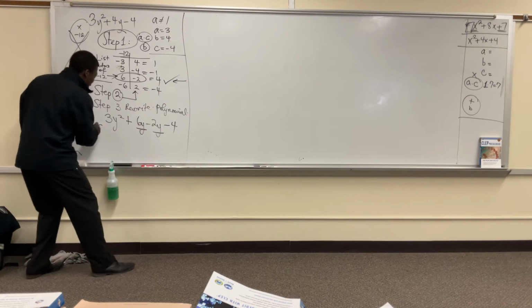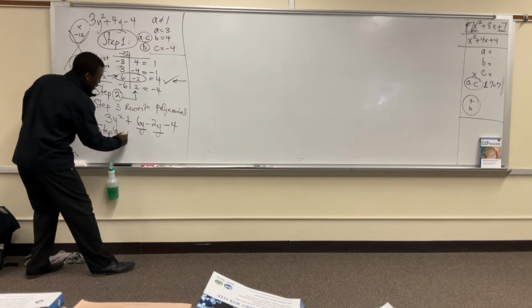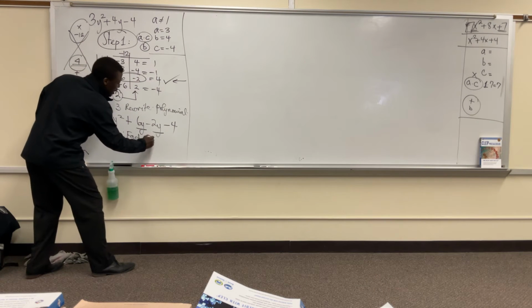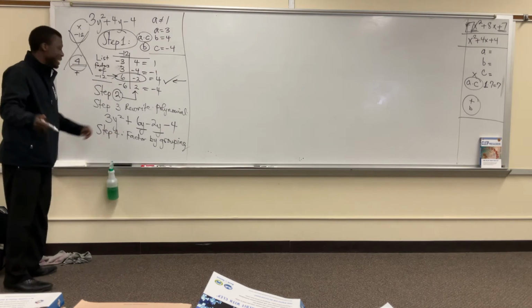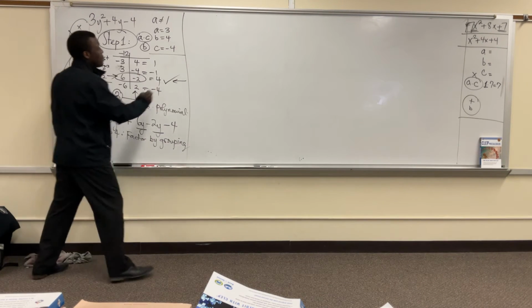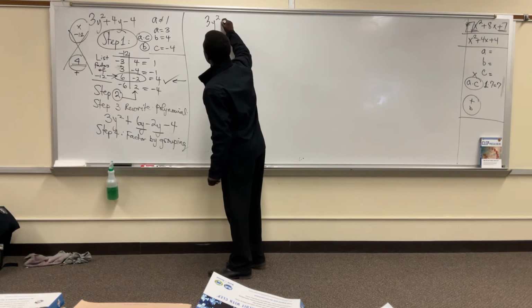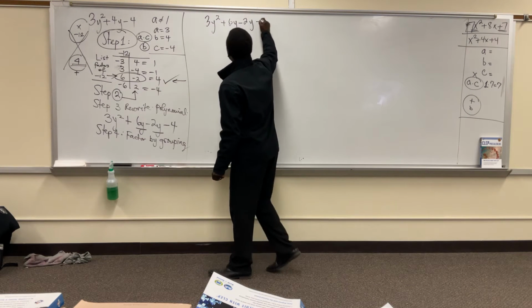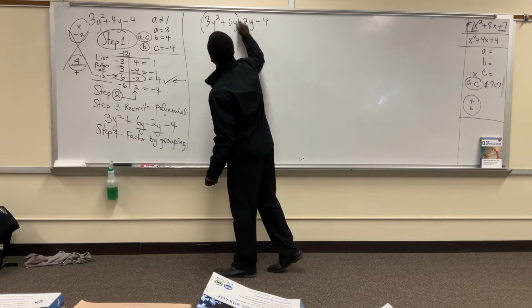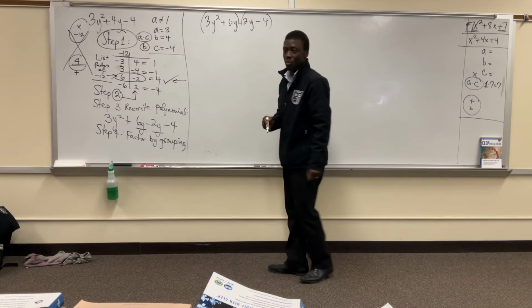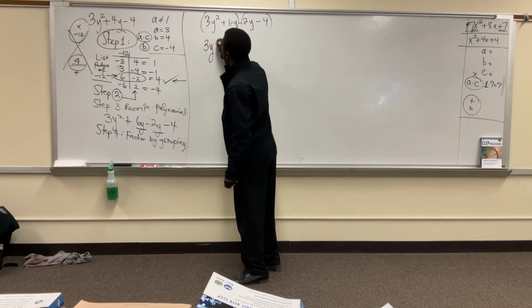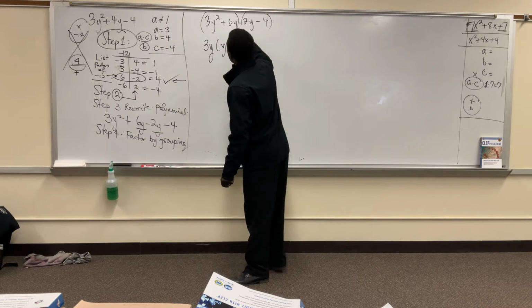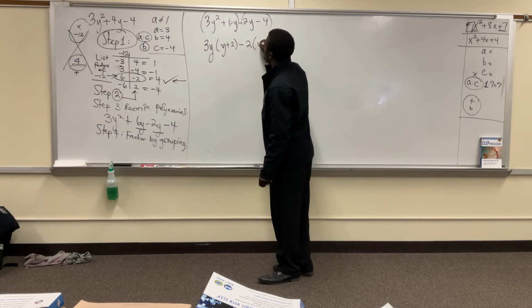Then step 4, I would factor by grouping. This is a very systematic way that will always help any day, anytime. What does factor by grouping mean? We have 3y squared plus 6y minus 2y minus 4. You take the first two terms and the last two terms. For the first two terms, we can factor out a 3y, so we have y plus 2. For the second two terms, we factor out a negative 2, and we get y plus 2.